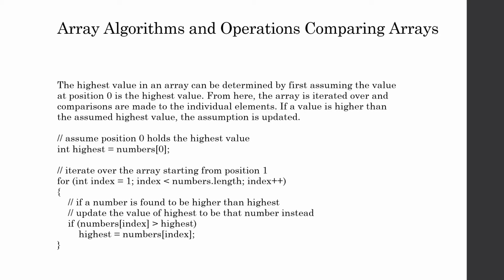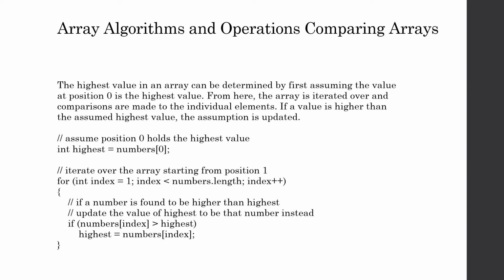We're going to then iterate over the array starting from position 1. We don't need to start from position 0 since we already have that accounted for. So we're going to start from position 1 and keep going for as long as index is less than numbers.length, making sure that we increment the index each time we step through this for loop. If a number is found to be higher than our highest, then we're going to update the value of highest to be that number instead. So we're going to say if the number at this particular index is greater than highest, we're going to say that highest is equal to whatever number we just found.